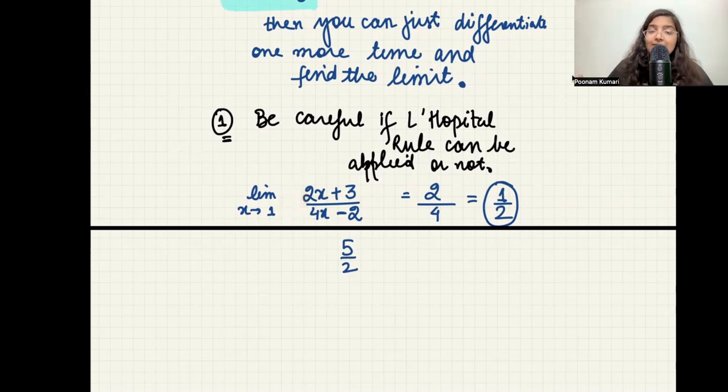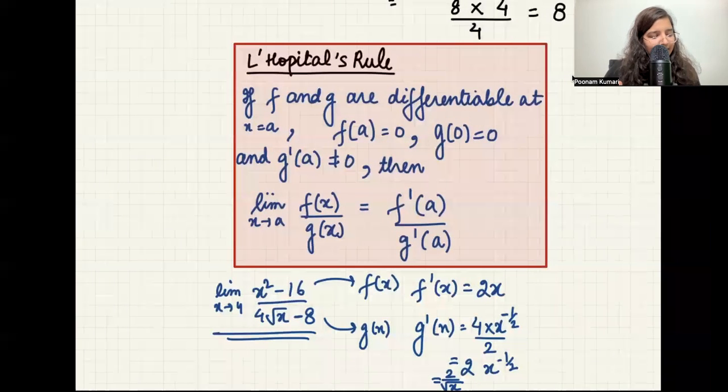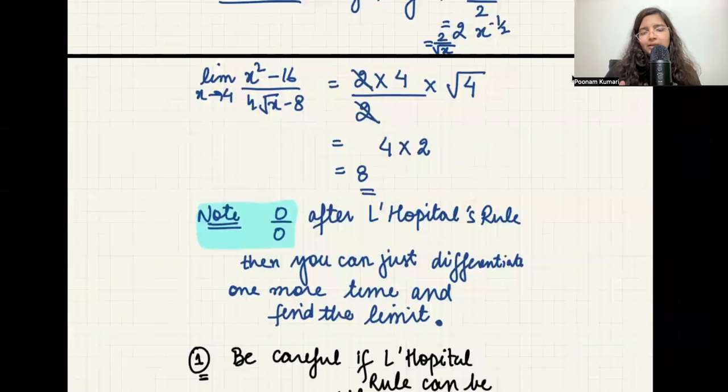So you have to be careful whether L'Hopital's rule can be applied or not. You have to check all these conditions, so that you are in such a situation. Only then can you try and apply L'Hopital's rule here.